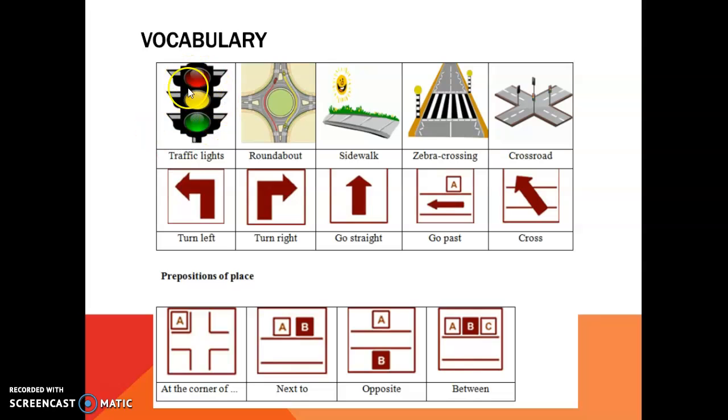So here we have traffic lights, roundabout, sidewalk, zebra crossing, crossroad, turn left, turn right, go straight, go past, and cross.